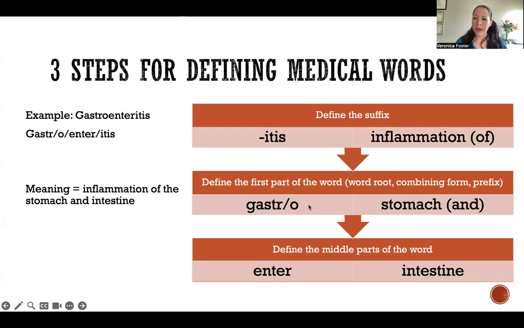Okay, so here we use the combining form gastro because there's actually a second word root here, which is enter, as in intestine. So we start with the suffix, the end of the word. Then we define the first part of the word. And then if there's anything left, like if there's more than just the word root and the suffix, then we would also define the middle part of the word, which in this case is enter, which means intestine. So if we put it all together, we know that gastroenteritis is inflammation of the stomach and intestine.